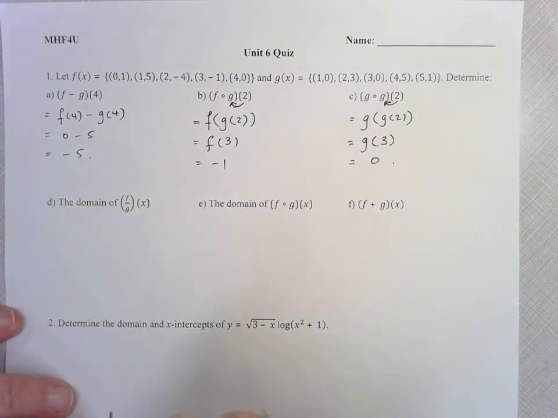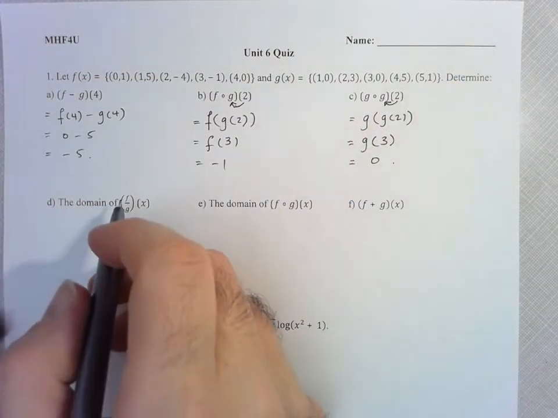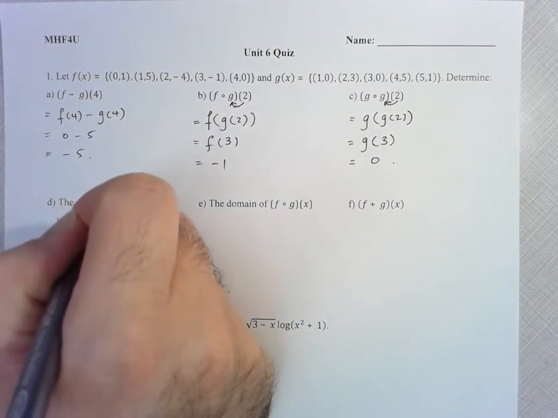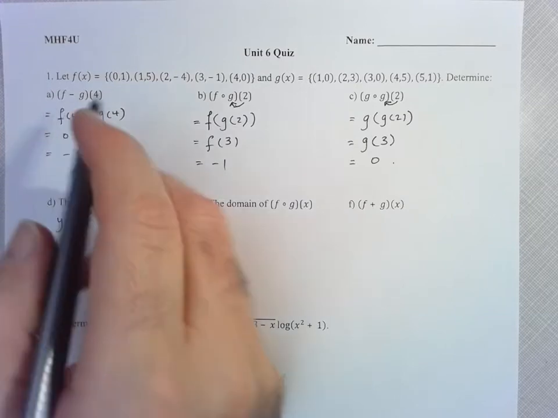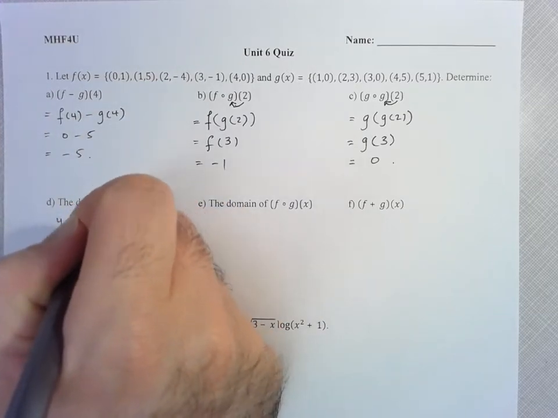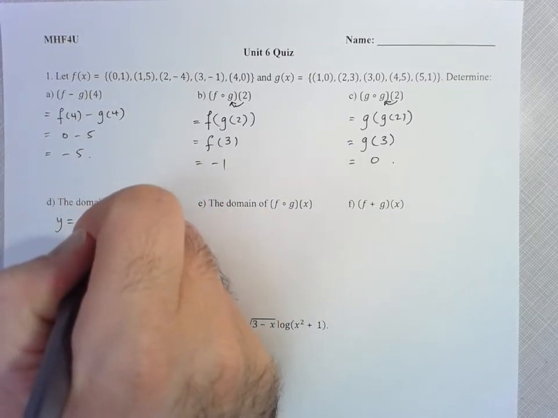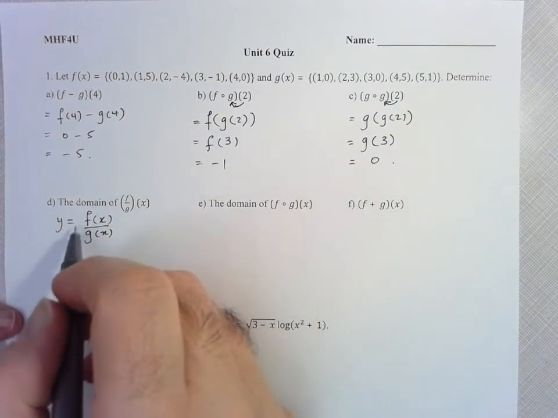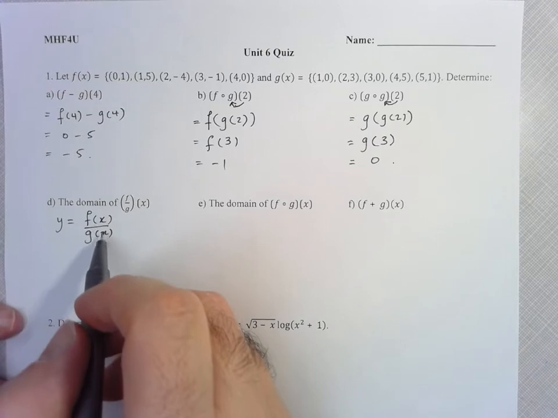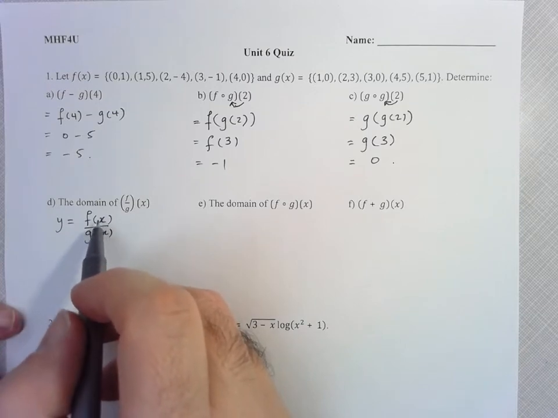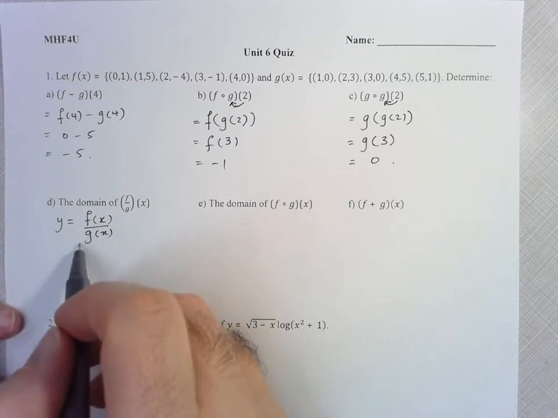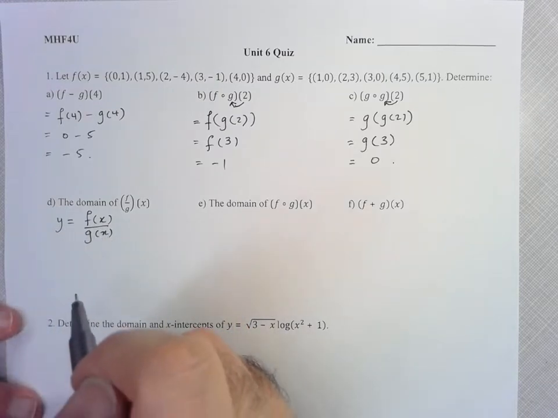Okay, let's move on to the next one, domain of f over g. So here f over g of x is defined as, similar to the one up in A, the quotient of the two individual y values. Okay, so in order for this to be defined, well, clearly x needs to be in the domain of each function, and we can't take anything that makes the denominator 0 because we'd get something that's undefined.